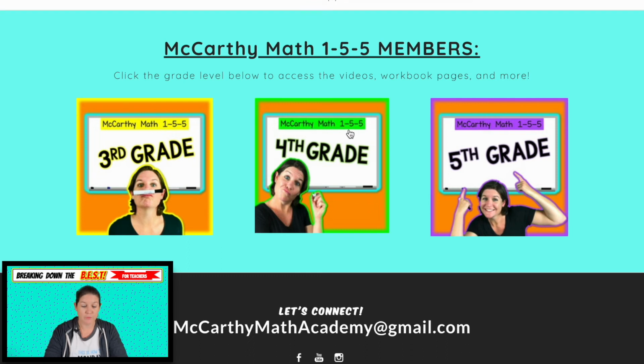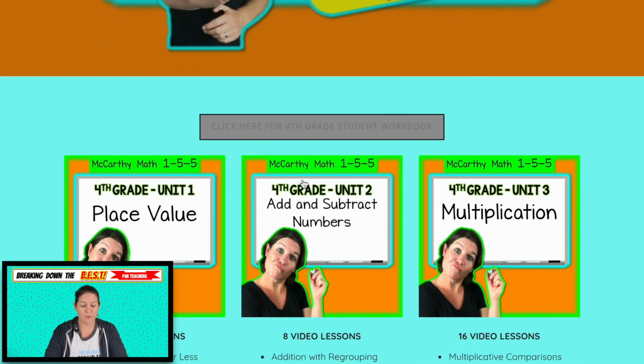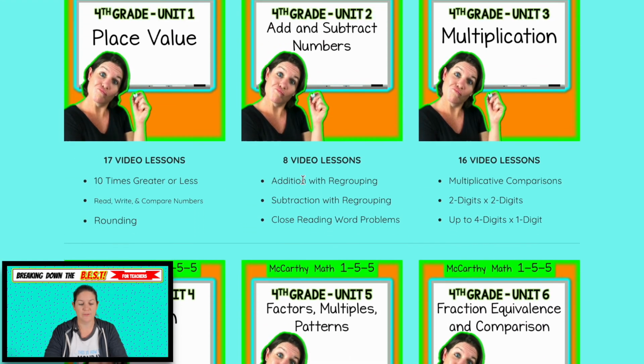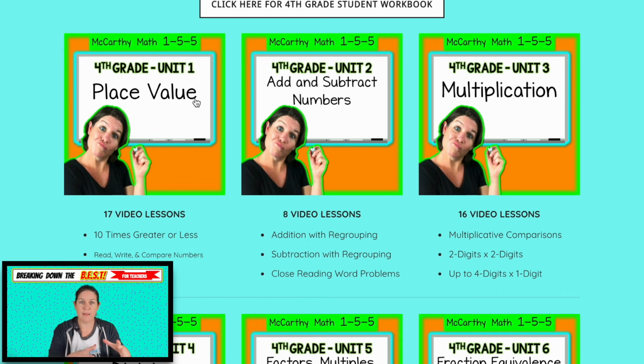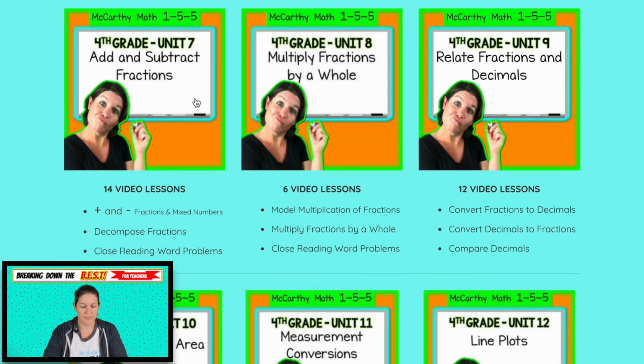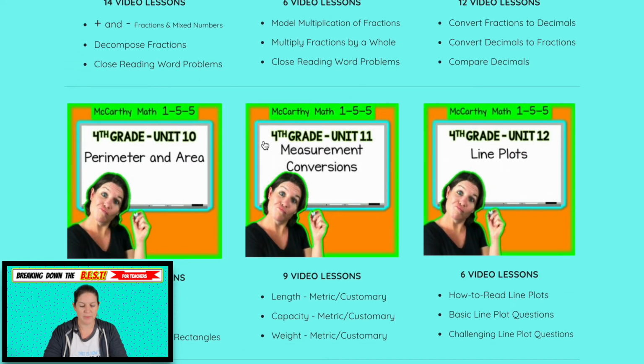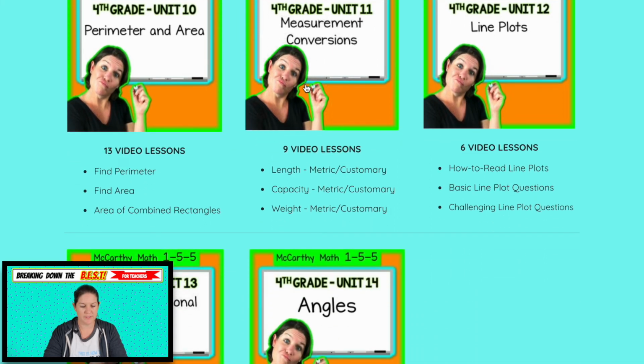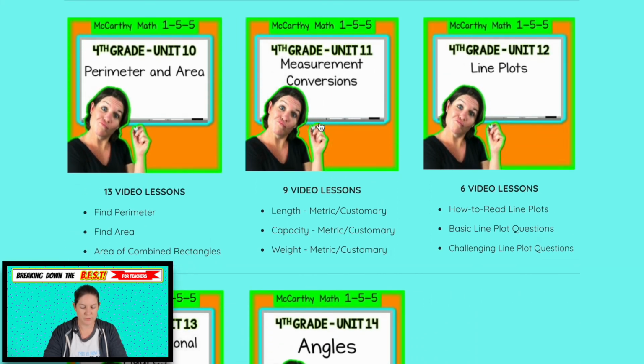So if we click on 4th, you'll be open to the portal of all 145 videos that are packed into units. So I'm just going to scroll down to some measurement. You probably want some measurement conversions. That might be what you want to pull from this one, but there really aren't heavy measurement word problems in there, but you can definitely use that measurement conversions. There's 9 extra video lessons just on these kinds of measurement conversions.